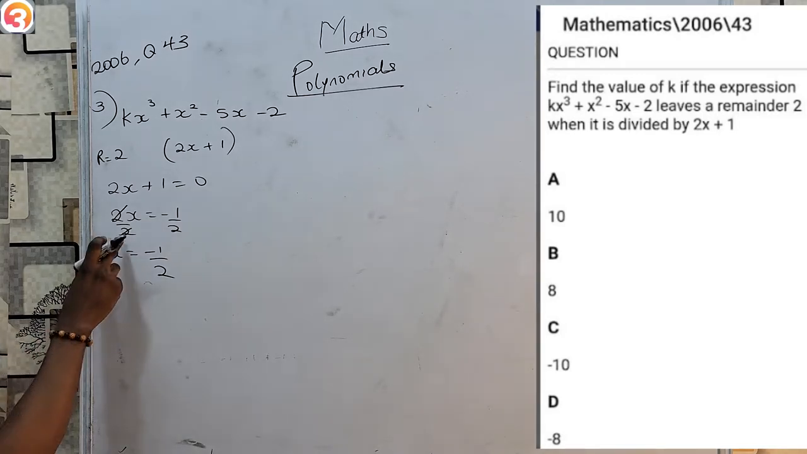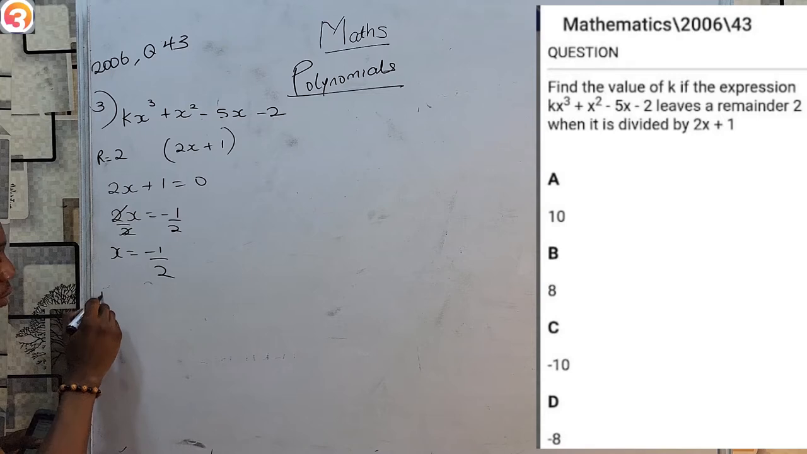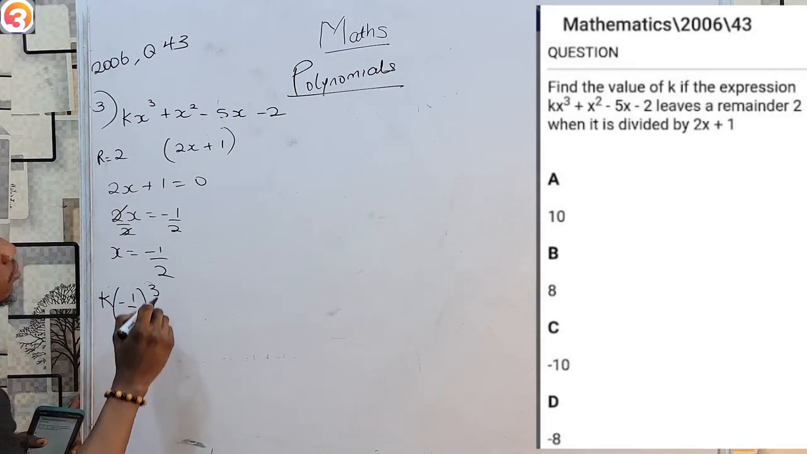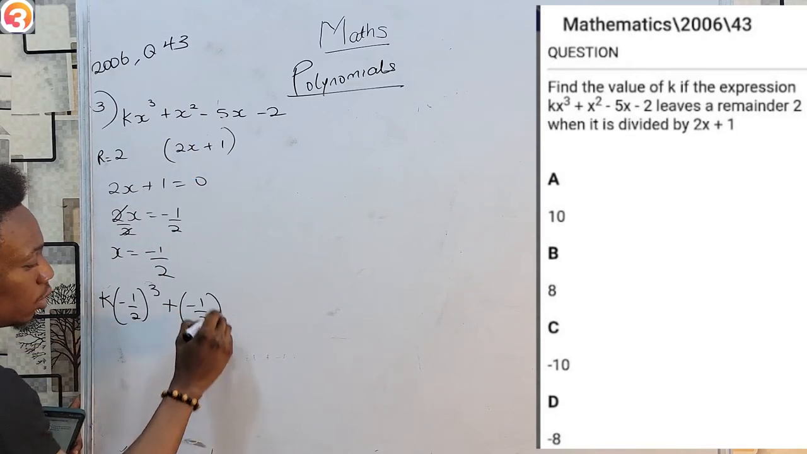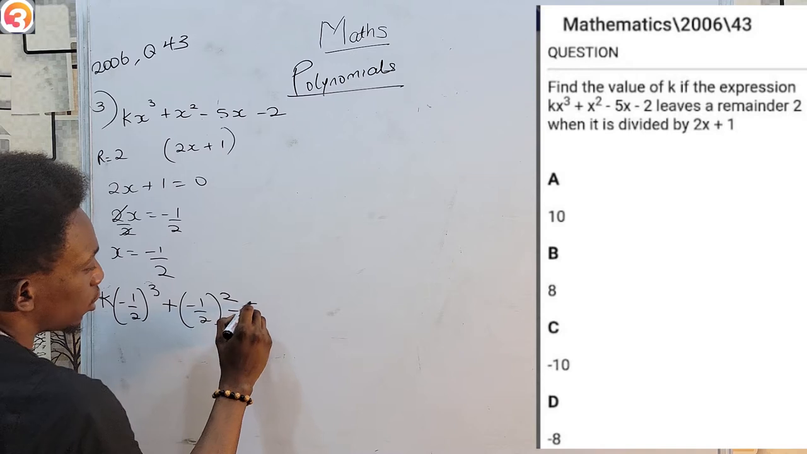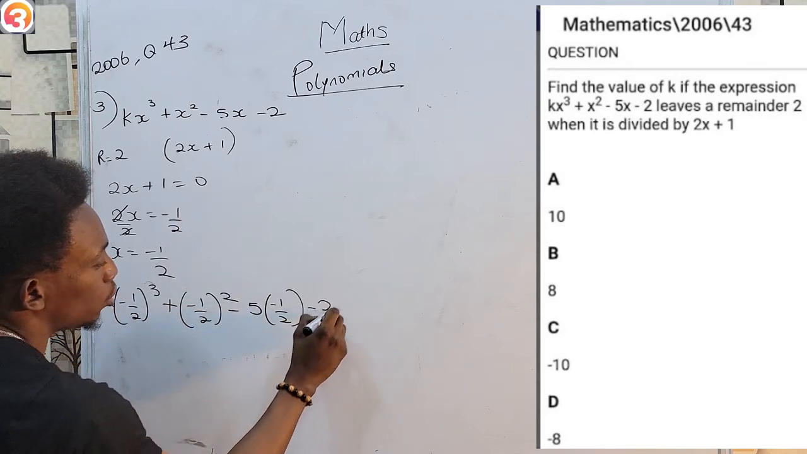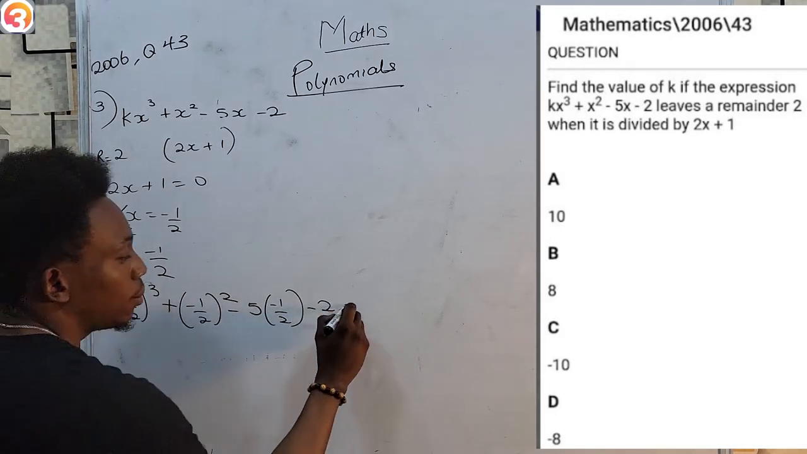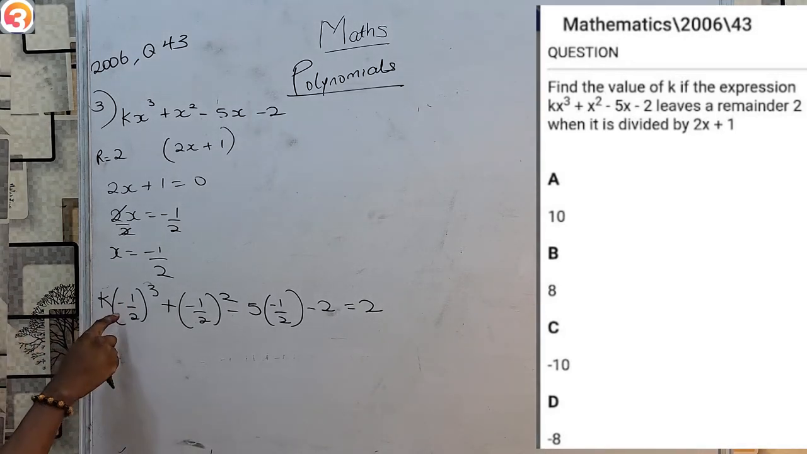Next up, I'll put this value of x into this original expression, meaning I'll be having k into minus 1 over 2 cubed, plus, this is x squared, so that's minus 1 over 2 squared, minus 5x, which becomes 5 times minus 1 over 2, minus 2. And because I know the remainder is 2, it must be equal to 2. This is very, very straightforward. Well then, open your brackets.